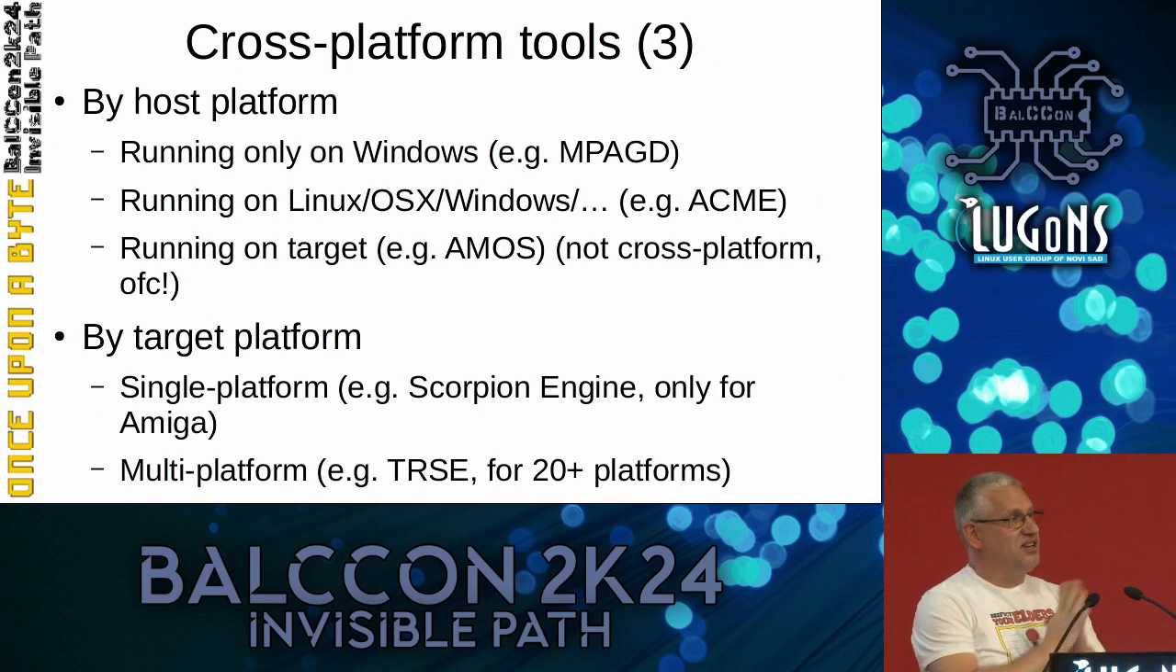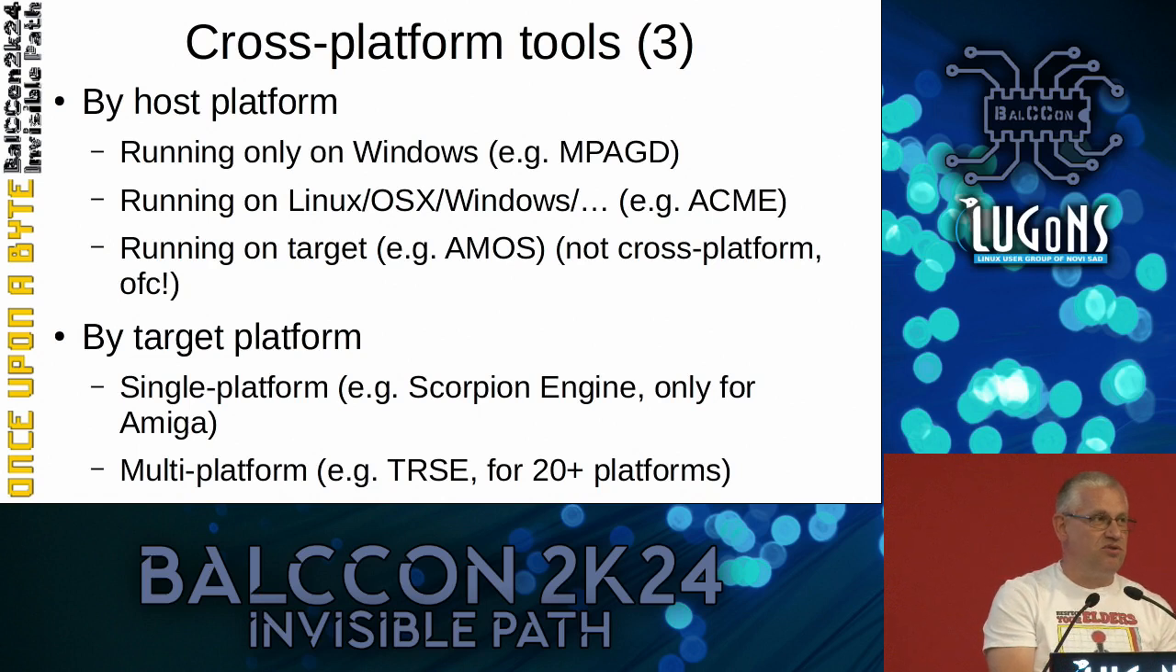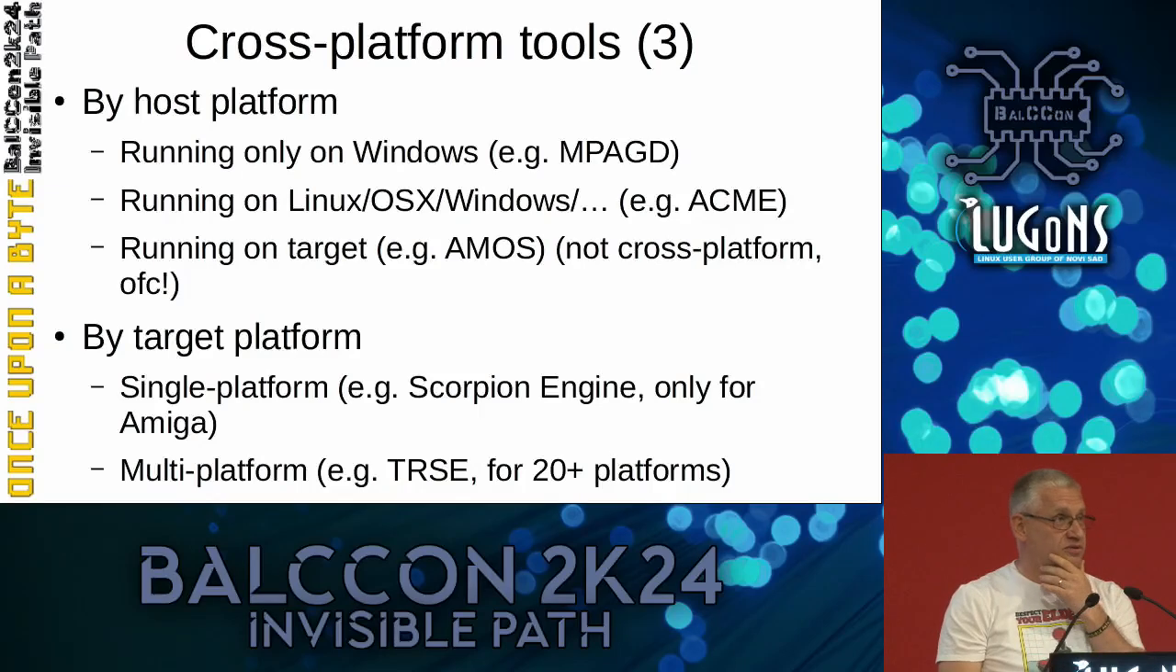Regarding what is the target platform that you are developing for, there are, of course, some tools that output for a single machine. For example, Scorpion Engine for the Amiga. Or you have some tools that you can use to develop for a range of machines, like TRSE, that has support for more than 20 platforms at the moment.